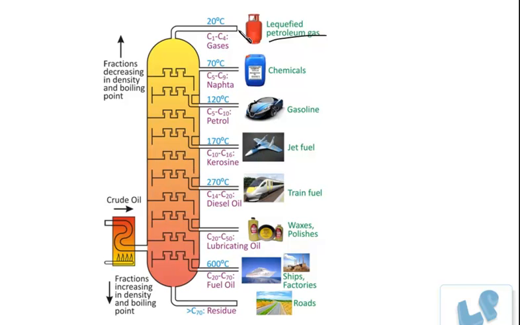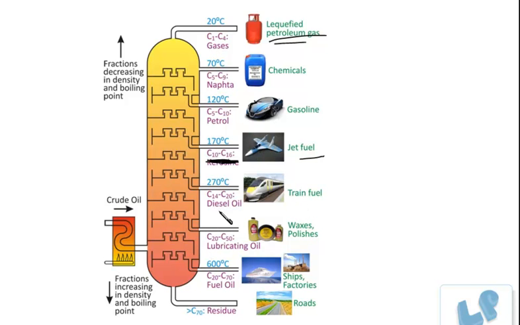Now at 20 degrees centigrade, what is obtained is liquefied petroleum gas. At 70 degrees centigrade, the chemicals are obtained. At 120 degrees centigrade, petrol is obtained, that is gasoline. At 170 degrees centigrade, jet fuel is obtained. Right? And at 270 degrees centigrade, the diesel is obtained.